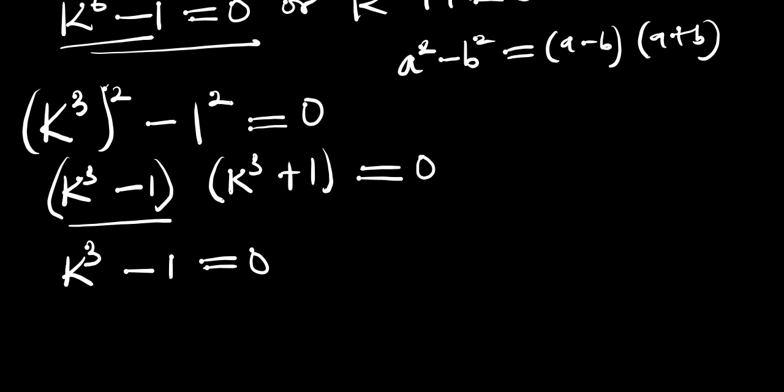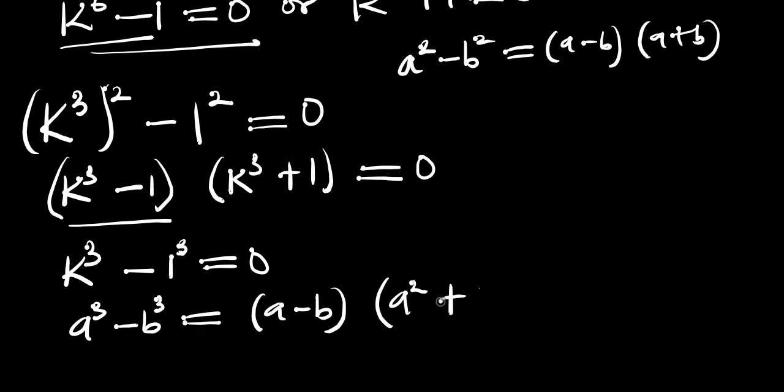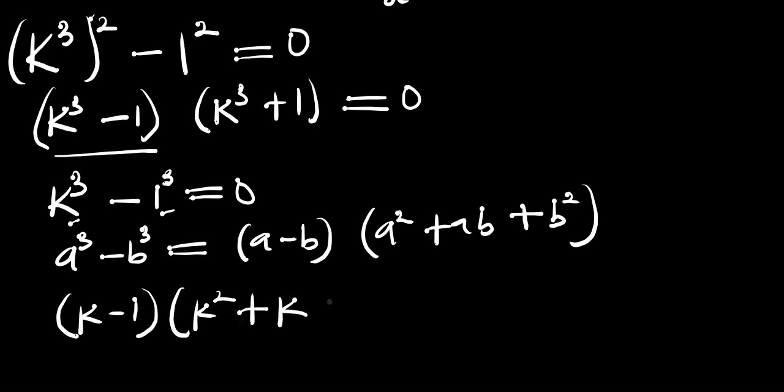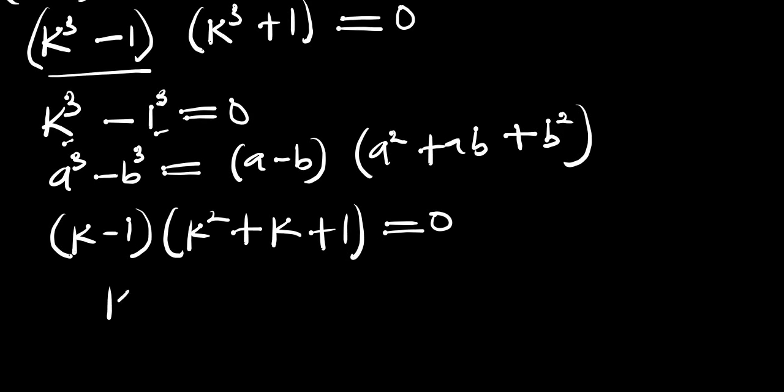Now what do we do? We can treat this as a cube and make use of this identity: if you have a^3 minus b^3, this equals (a minus b) times (a^2 plus ab plus b^2). So where we have a, we put k, and where we have b, we put 1. That means we are going to have (k minus 1)(k^2 plus k plus 1) equals 0. Solving this, we have k equals 1, or k^2 plus k plus 1 equals 0.